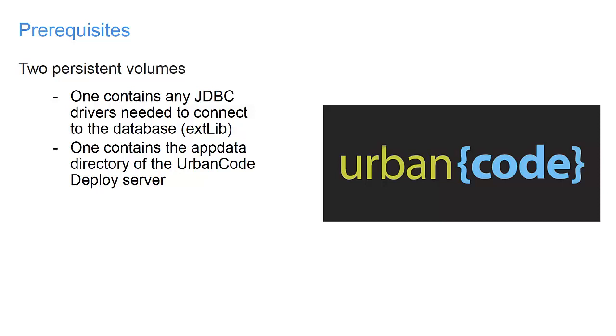The other persistent volume will contain the UrbanCode Deploy app data directory. This directory contains various configuration information for your UrbanCode Deploy server. For example, if you install a plugin into UrbanCode Deploy, it will be stored in the app data directory. We need to persist this directory so that, if our container dies or is restarted, our app data directory will live on and our server will not lose any changes we have made.